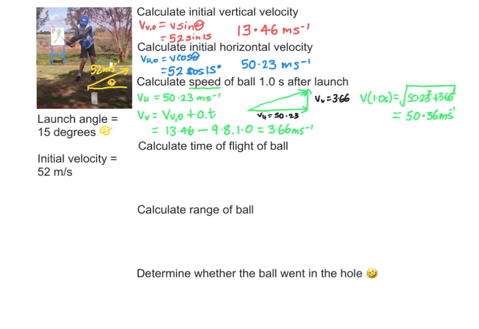Now, just running out of space there. Strictly speaking, we're only given two significant figures in the question, so that answer should only be two significant figures. So it should be 50 meters per second if we were being really fussy. Okay.